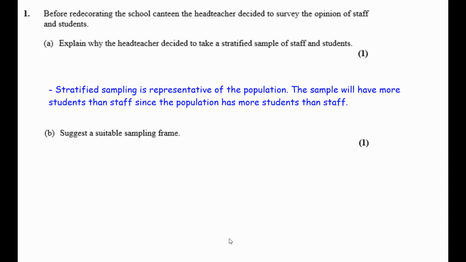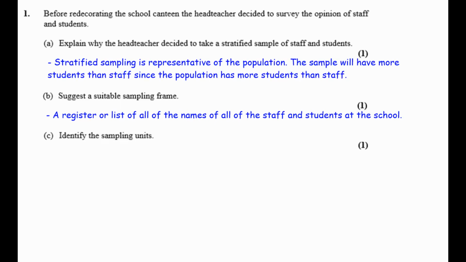Okay, part B, suggest a suitable sampling frame. Well, a sampling frame, that would be a list from which you can pick your sample. And being this is a school, the sampling frame we would have is a register of all students at the school, but also the teachers are involved, so a register or a list of names of all of the staff and students at the school.